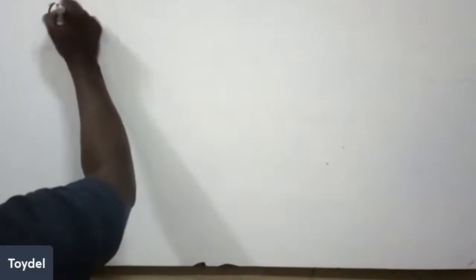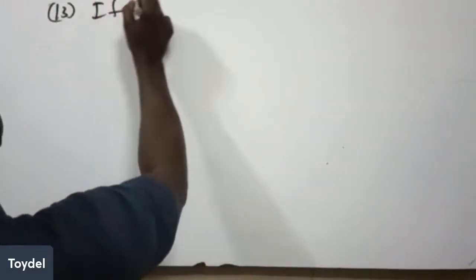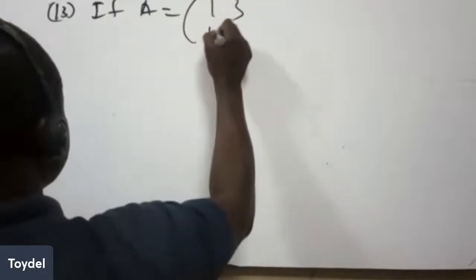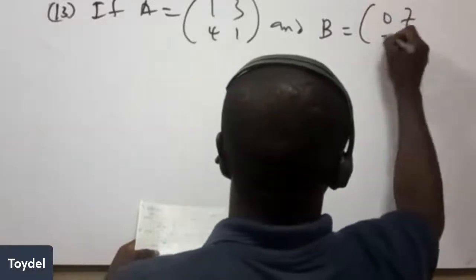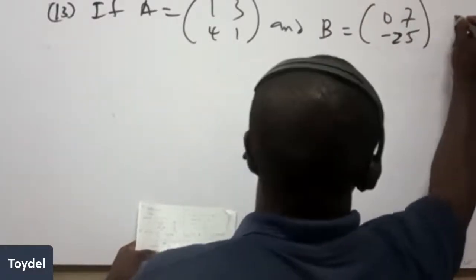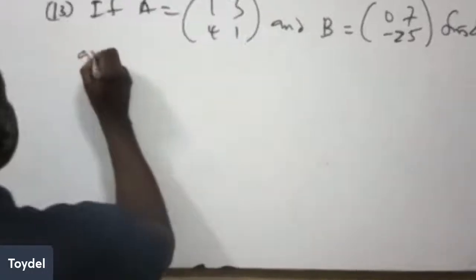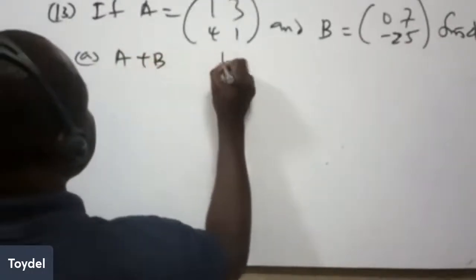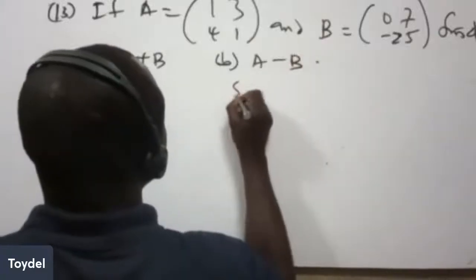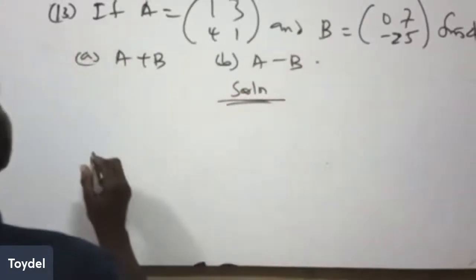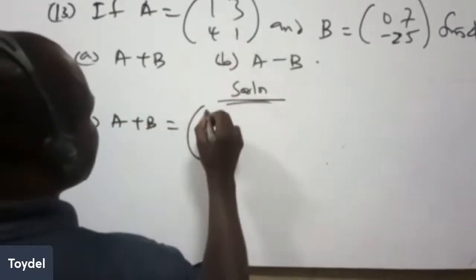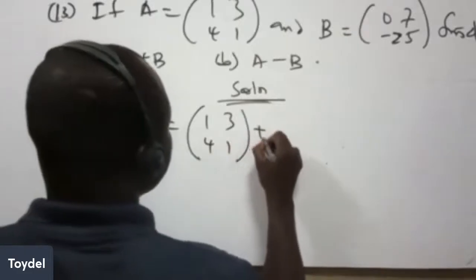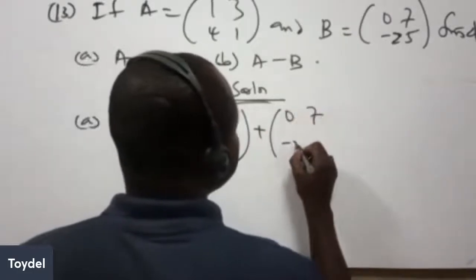So we take another question. This one is under matrices. We have if A is equal to 1, 3, 4, 1, and B is equal to 0, 7, minus 2, 5. Find the first one, A plus B, then A minus B. So the first one, A plus B. What is A? 1, 3, 4, 1. Then plus B, 0, 7, minus 2, 5.